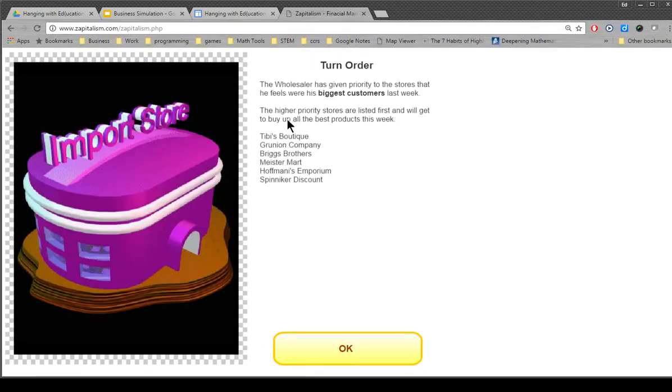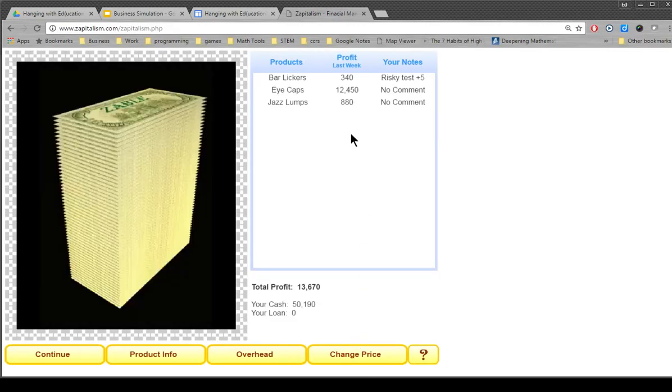Now, the wholesaler really values the little guy. So although we made horrible decisions, they think, you know what? We're going to give it to Tibby's here. We think they should choose first. So we now get a report of what happened for us. We have the stack of money we just made. It tells us our profits.